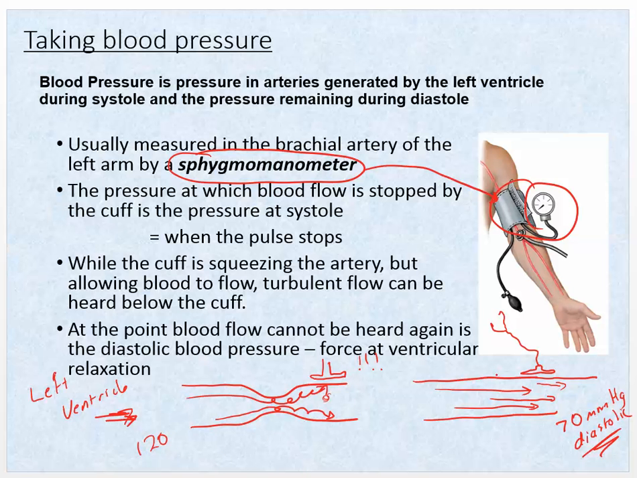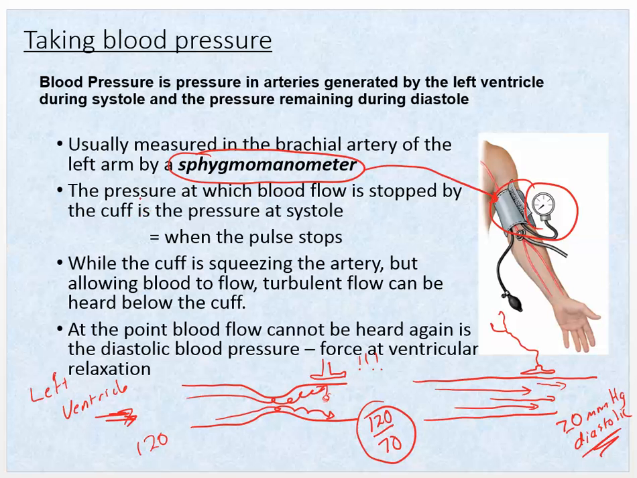And then at that moment, when it was completely at rest, that was about 70. So that means our blood pressure. So that's going to be the diastolic, because that's where the pressure was when the ventricle was relaxed, which is diastole. So that means our pressure is going to be 120 over 70.